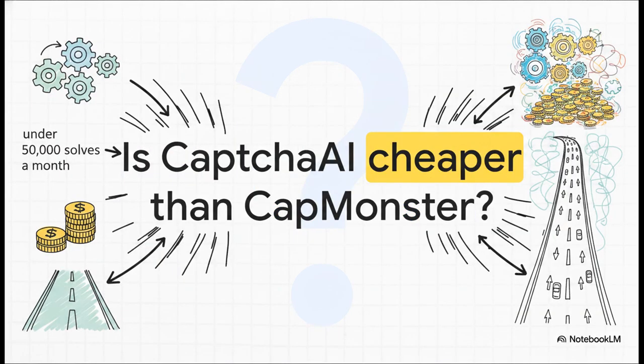Here's a big one. Is CaptchaAI always the cheaper option? No way. It totally depends on your volume. If your pipelines run under roughly 50,000 solves a month, you're probably going to find CapMonster to be more cost-effective. The true massive savings with CaptchaAI are only unlocked when high volume meets their flat-rate thread concurrency model.